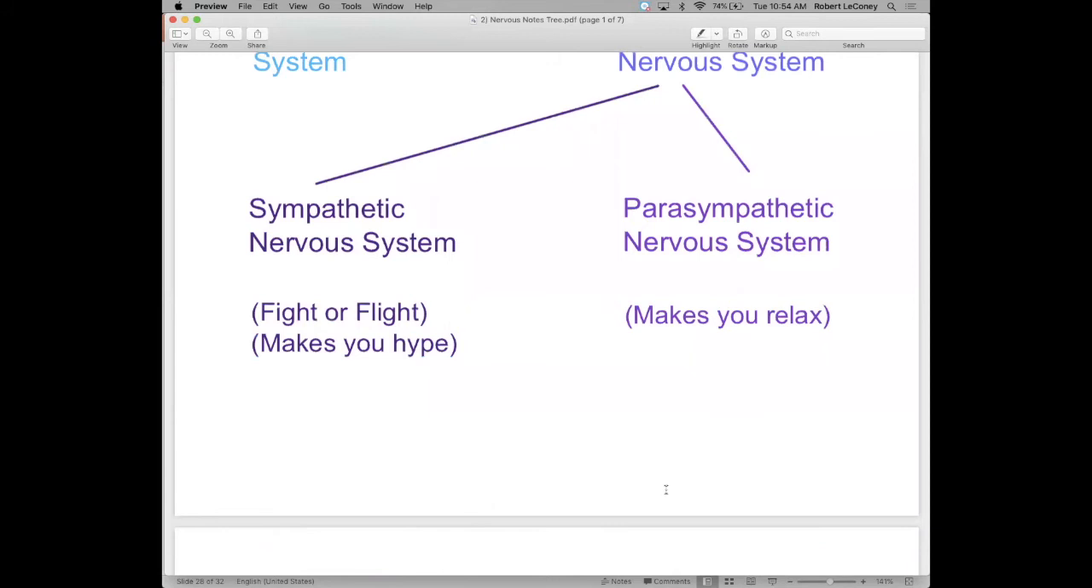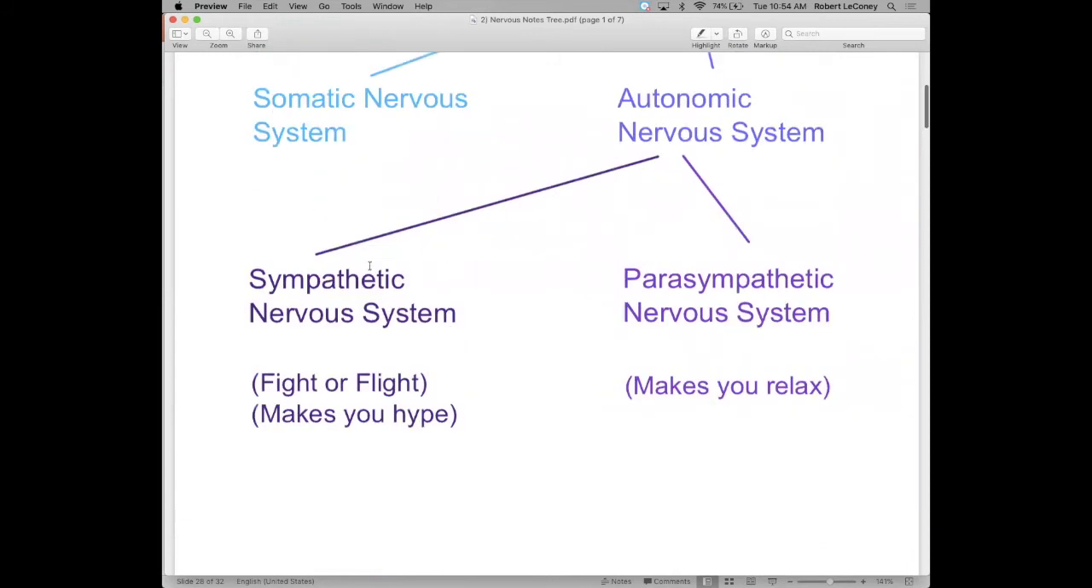Your autonomic, your involuntary nervous system is separated into sympathetic or parasympathetic. Out of all the stuff you don't control, sympathetic is the stuff that handles your fight or flight, all right? The stuff that when you are in danger and it's time for you to get hype, it's time for you to get energized, that's your sympathetic nervous system. Why is it called sympathetic? Because you're in danger and your nervous system feels bad for you. It's feeling sympathy for your plight, right?